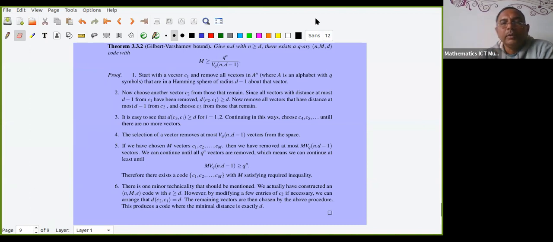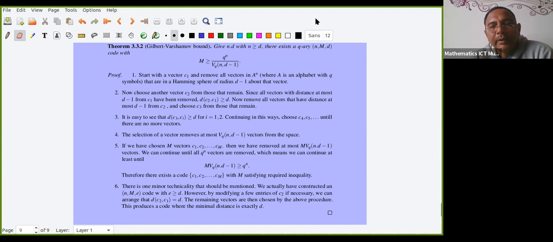Now choose c2 from the remaining. Since all the vectors at a distance of at most d minus 1 from c1 are already removed, the distance from c2 to c1 is greater than or equal to d. Now remove all the vectors at a distance of at most d minus 1 from c2 also. In the remaining only, they are automatically at distance d minus 1 from c1, already removed. Now choose c3.